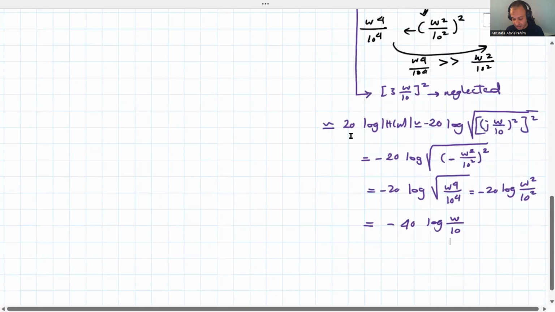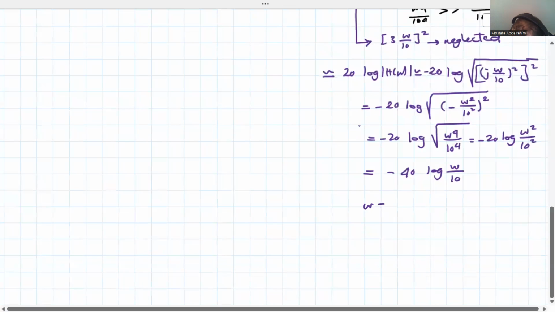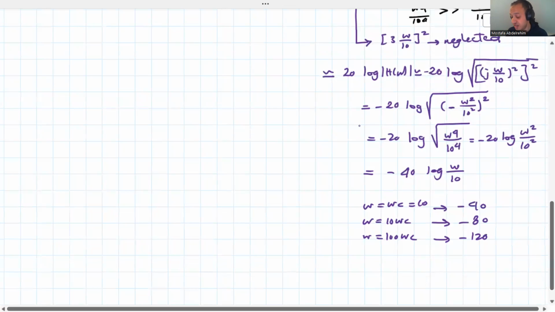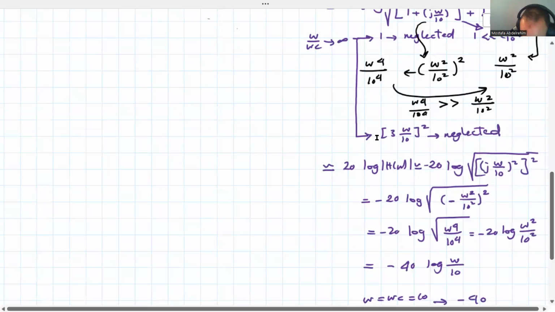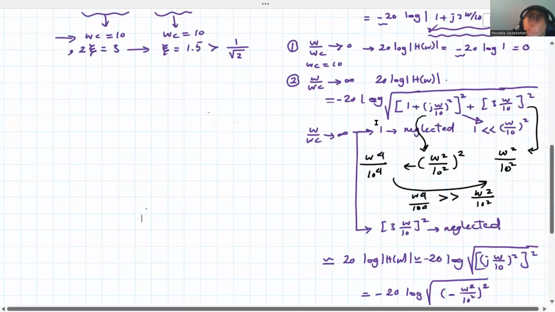Now let's take some examples for that. When omega equals omega c, remember it is 10, that will give us minus 40. Omega equal to 10 omega c, which is 100, that will give us minus 80. Omega equal to 100 omega c, that will give us minus 120 decibels, and so on. Okay, now we can draw the curve now.